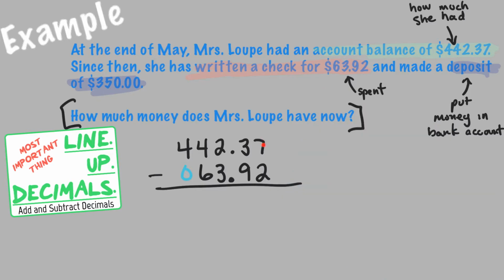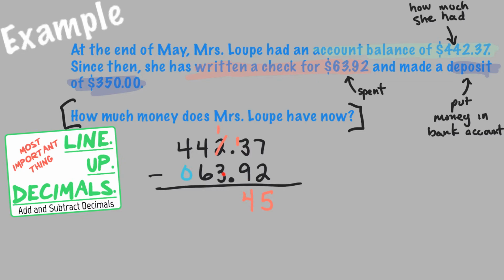So we'll start on the right side. So 7 take away 2 is 5. And then 3 take away 9. You can't do that because if you have 3 of something, you cannot take away 9. So we'll come over here and borrow, making that a 1. And then the 1 I took out goes there, making that 13. So I have 13 take away 9, which is 4.